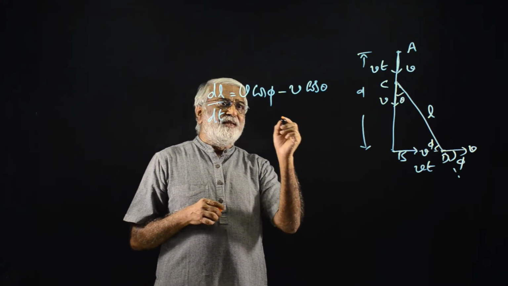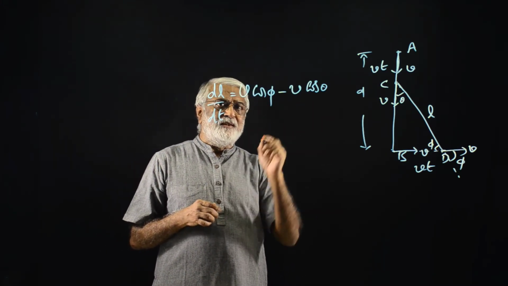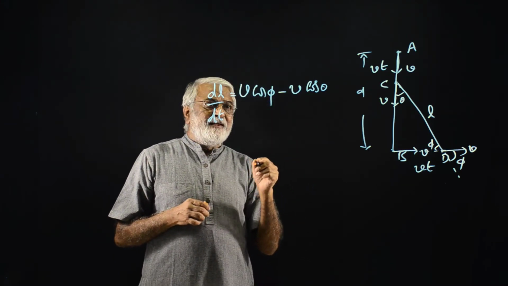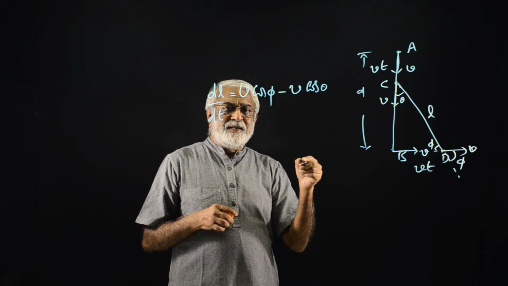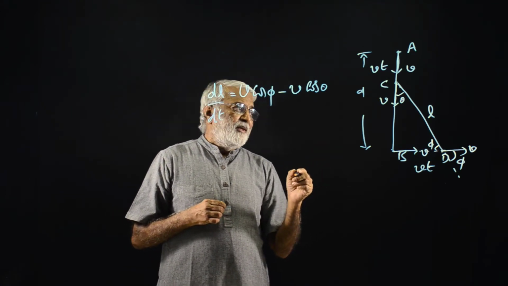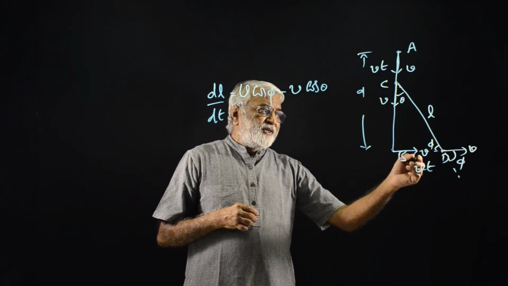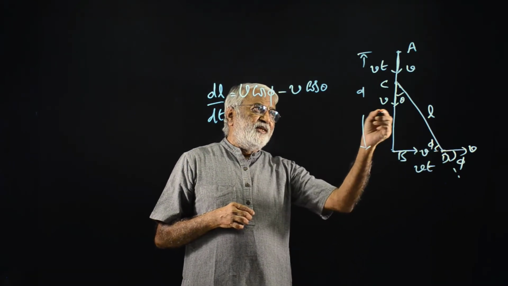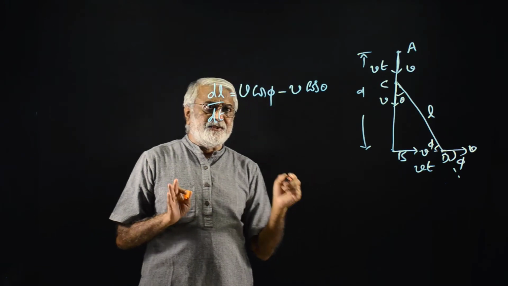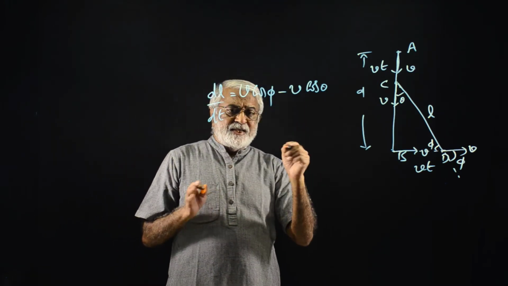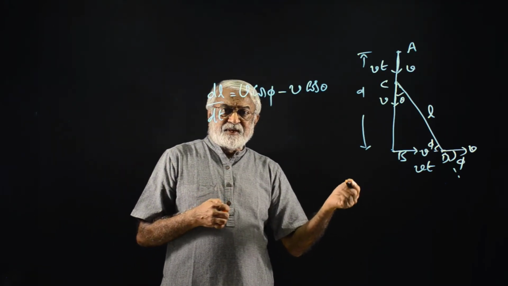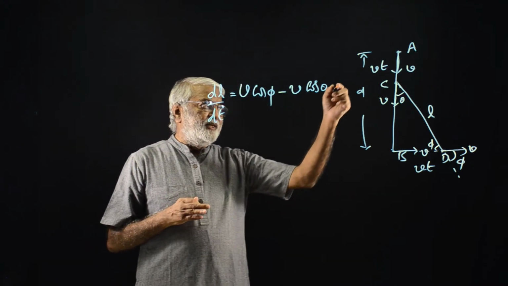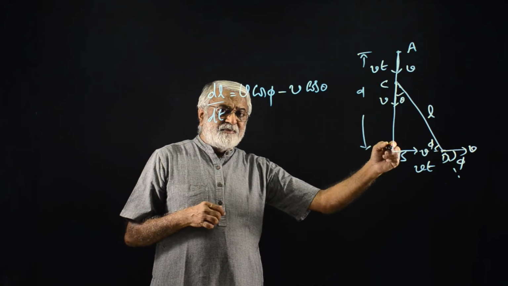At some moment the angles will be such that these two are equal. Then dL by dt will be 0, and subsequently L will start increasing. So you can see that phi initially is 90 and goes on decreasing, and theta is initially 0 and goes on increasing. So the length of the line varies at a varying rate. Initially the length decreases, becomes minimum, and then increases.